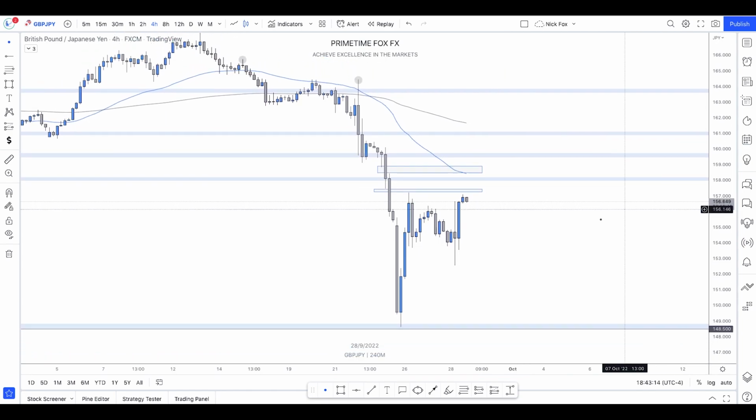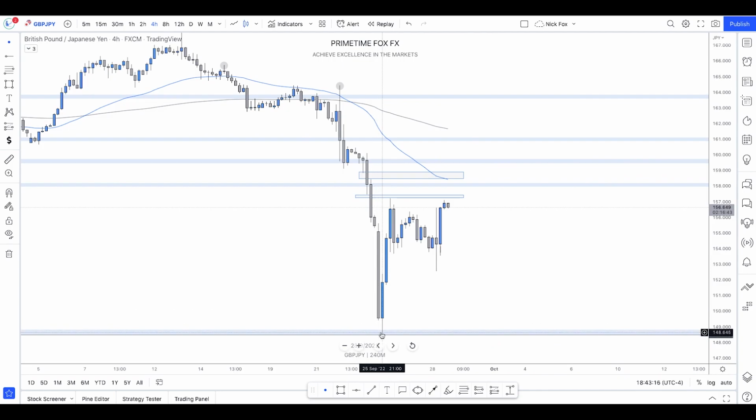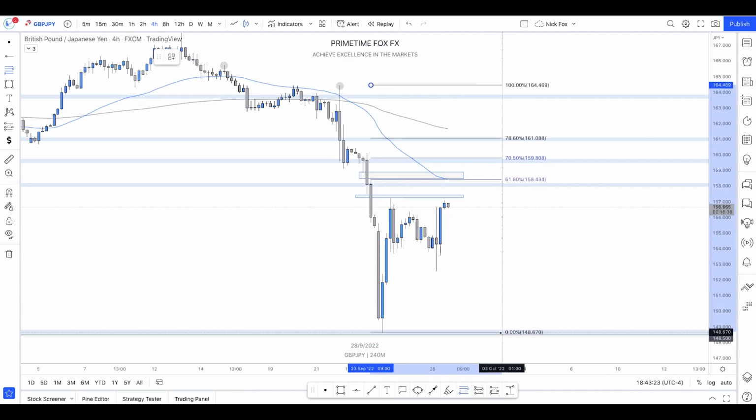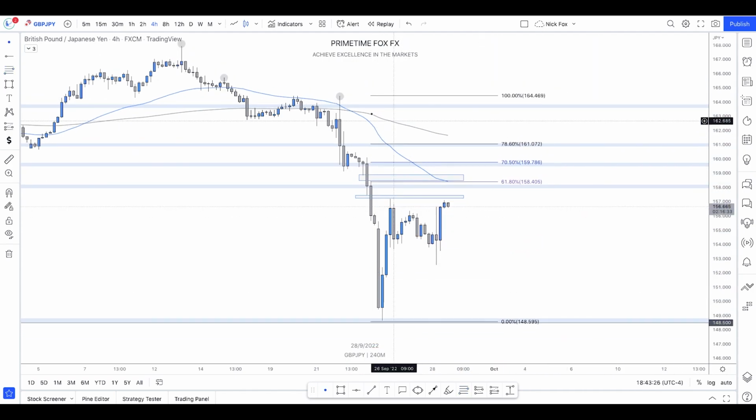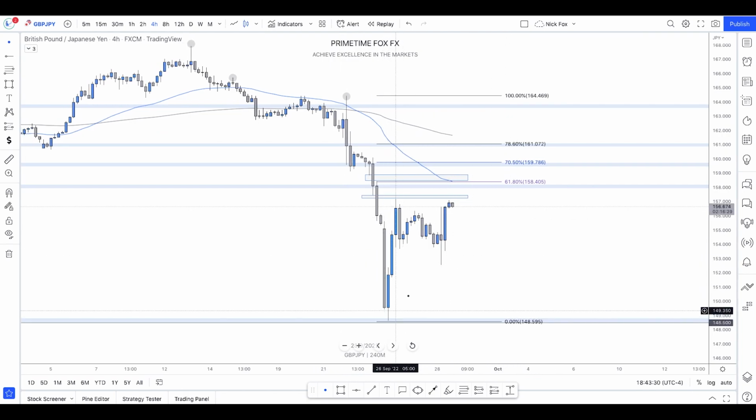Now, in order for me to determine how far this current pullback from here to here will go, I'm also going to add another confluence and confirmation, the Fibonacci retracement tool. So as I pull this out from this swing high down to this swing low, I'm going to be looking for price to pull into this premium area in order for me to continue selling.